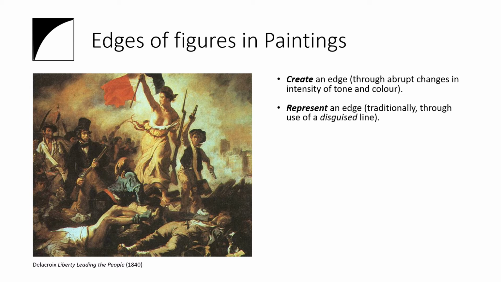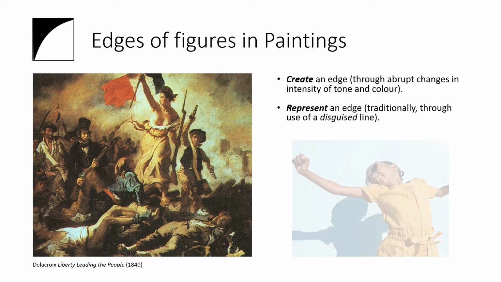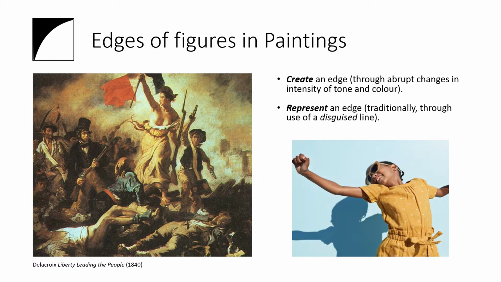Now here, Delacroix has used an edge shadow to disguise his line. Edge shadows look convincing because they are a real phenomenon. In this photograph, the girl's outstretched arm is edge shadowed. In certain lighting conditions and from certain angles, our eyes are used to edge shadows running along some edges. So it's a convincing way that painters can represent an edge.